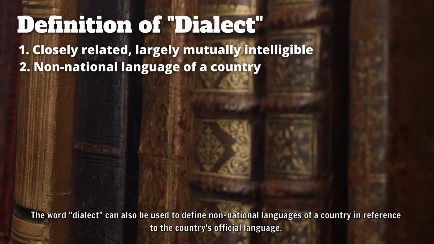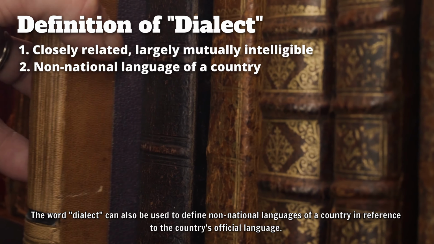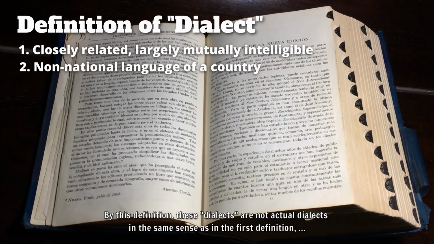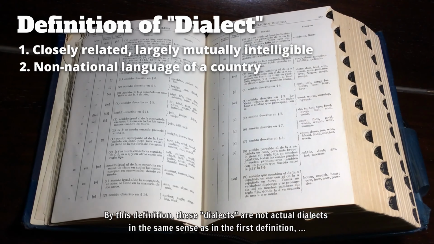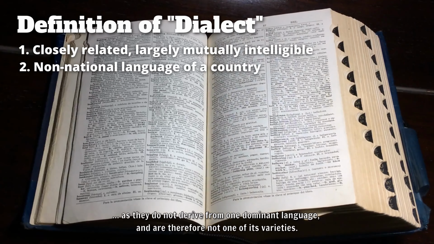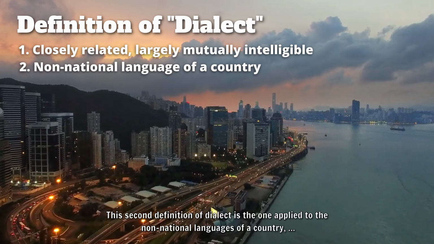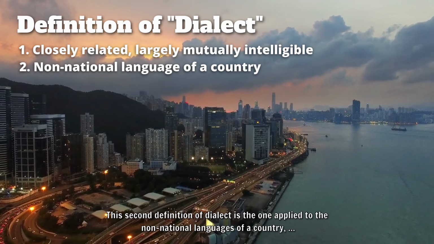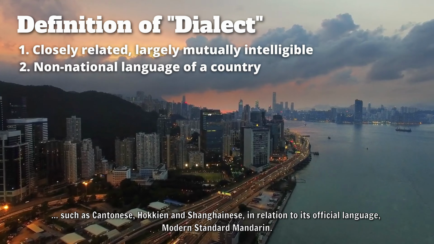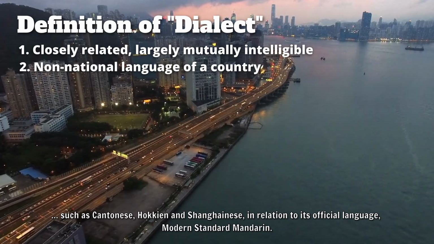The word dialect can also be used to define non-national languages of a country in reference to the country's official language. By this definition, these dialects are not actual dialects in the same sense as in the first definition, as they do not derive from one dominant language and are therefore not one of its varieties. This second definition of dialect is the one applied to the non-national languages of a country, such as Cantonese, Hokkien and Shanghainese, in relation to its official language, modern standard Mandarin.